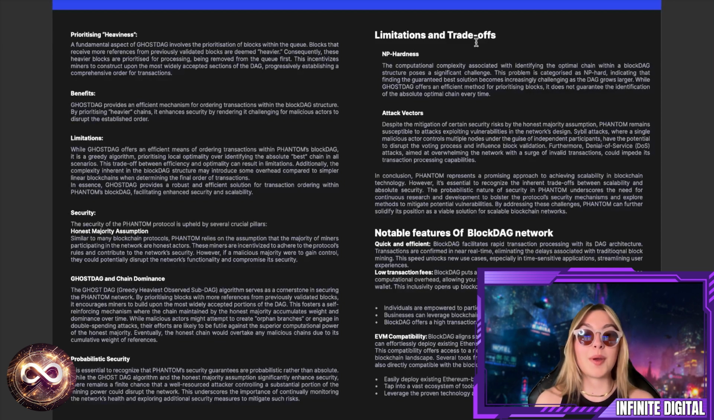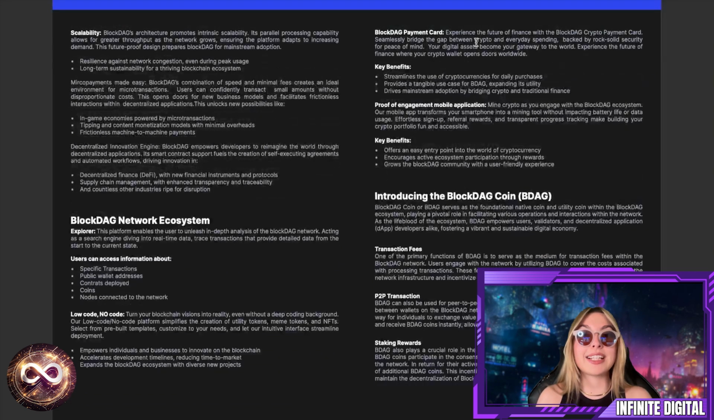and then on the right-hand side, limitations and trade-offs, the NP-hardness, the attack vectors, notable features of the BlockDAG network: quick and efficient, low transaction fees, and also a very important part, the EVM compatibility, and all once again in such detail that you literally understand how everything works and the mechanics behind the huge operation. The scalability, you have the BlockDAG network ecosystem as well.